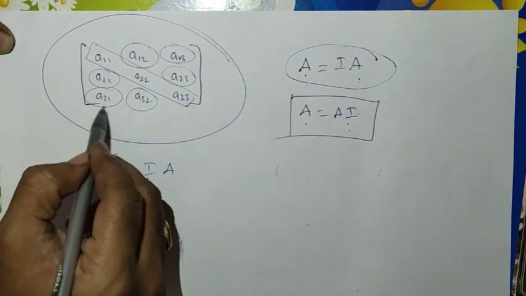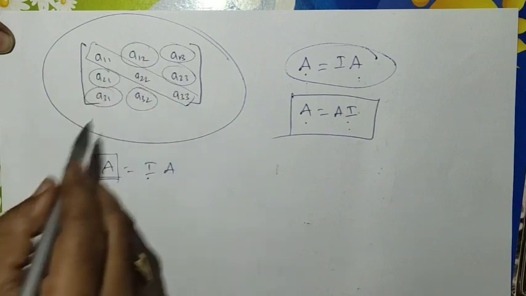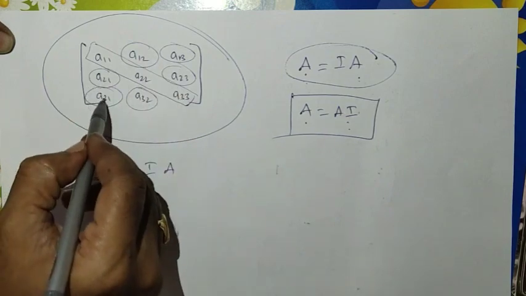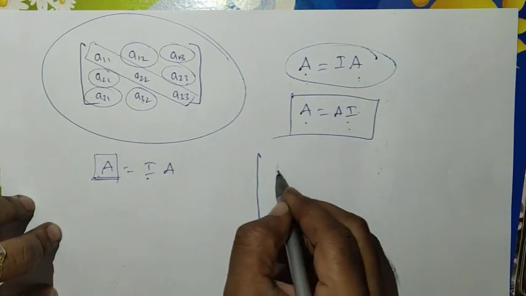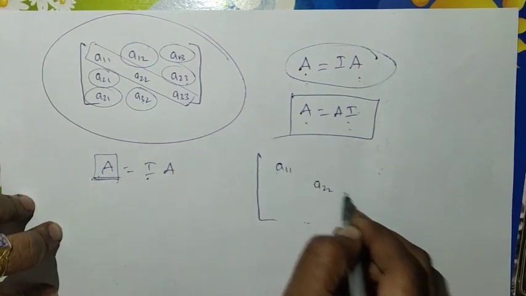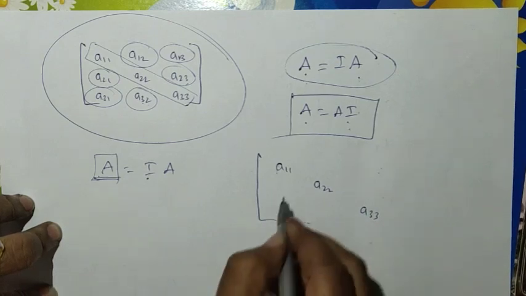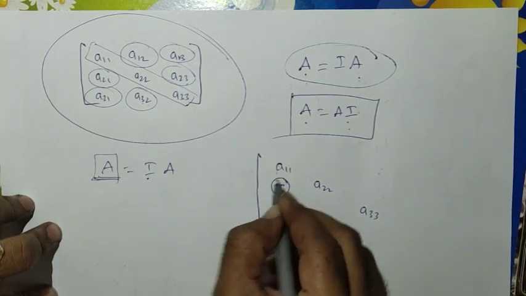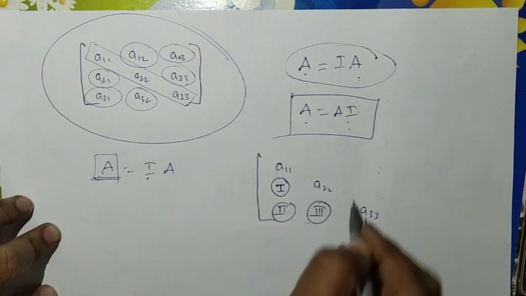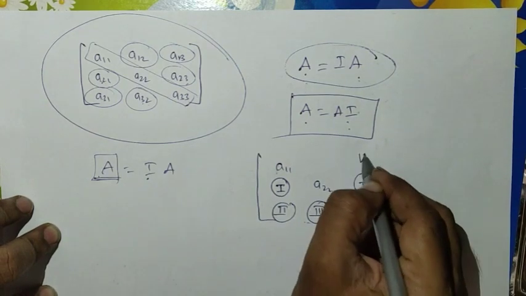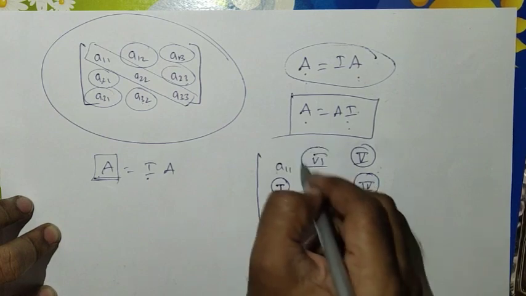The way I am circling, that is the anti-clockwise direction. In that way only we are going to make the operations. Like my operations are going to be A11, A22, A33, like that. So this is my first operation to make A21 0. This is my second operation, then third operation, then fourth operation, then fifth operation, then sixth operation.